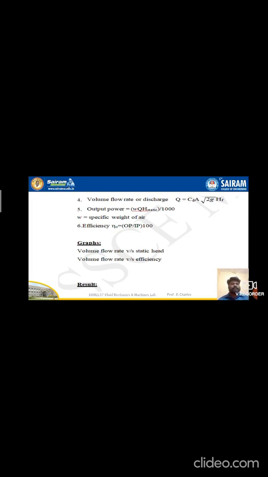So this is all about the experiment of this blower. In the calculation part, we'll see how the calculation will be done.